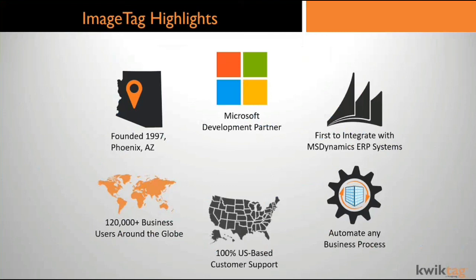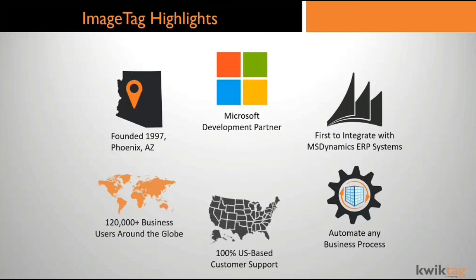And a few notes about ImageTag. We've been doing this for about 21 years. We were founded in 1997, and certainly as a Microsoft development partner, we were the first to integrate with the Microsoft Dynamics ERP suite. So we cover across GP, SL, NAV, and AX from a document management standpoint, and we automate the routing of documents for approval across lots of different processes, both using those ERP systems as an integration point and as a standalone system for many organizations who want to have that one central system of record for all of their documents.